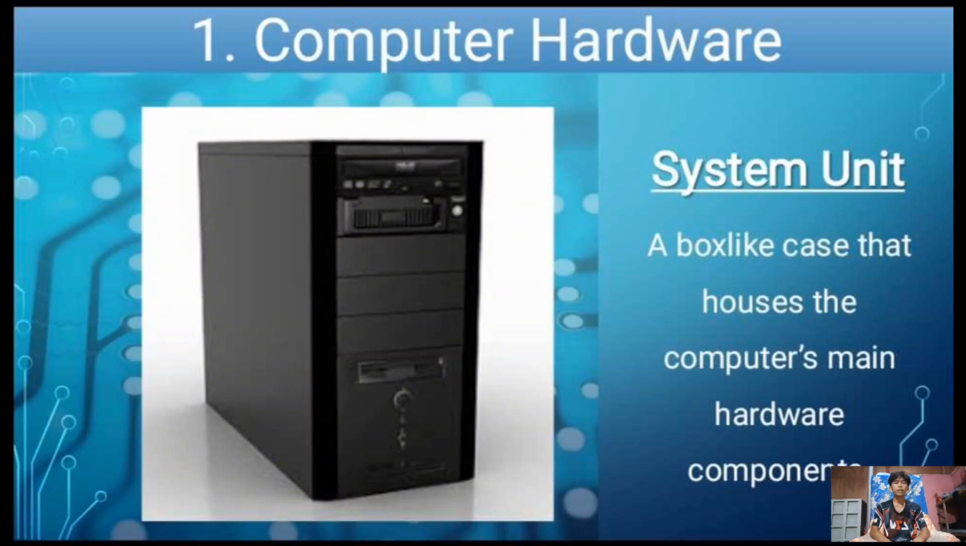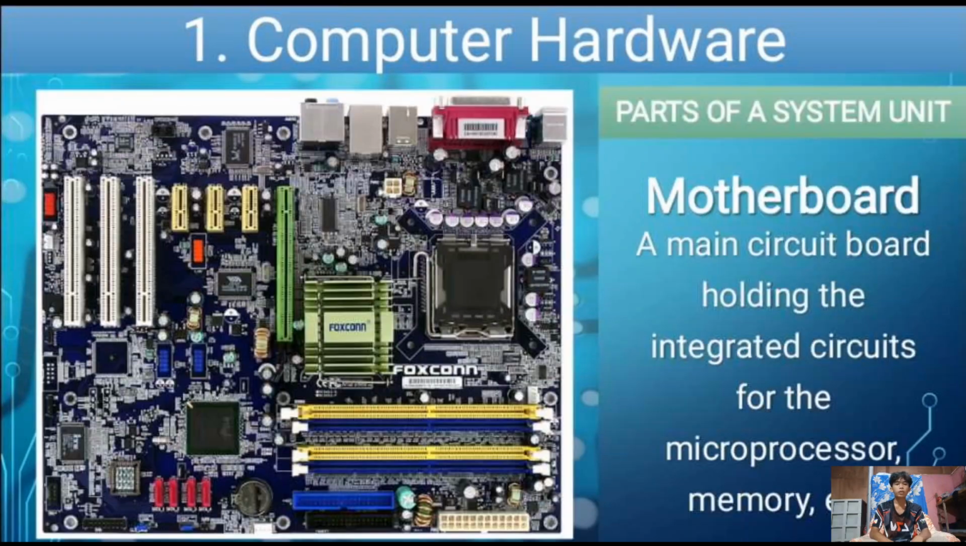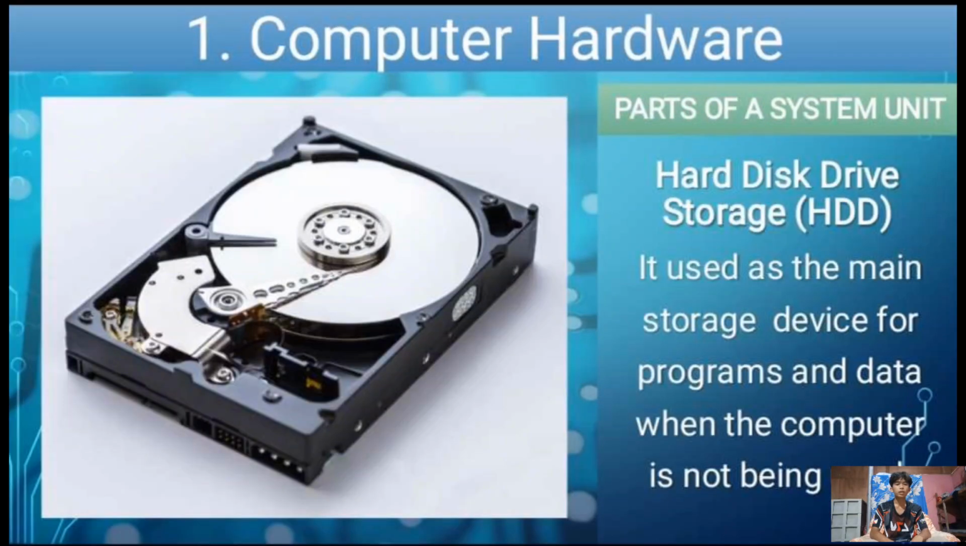System unit and its parts. The system unit is a box-like case that houses the computer's main hardware components. Parts of the system unit: the motherboard or main board, the main circuit board holding the integrated circuits for the microprocessor, memory, and so on. Hard disk drive storage or HDD is used as the main storage device for programs and data when the computer is not being used.